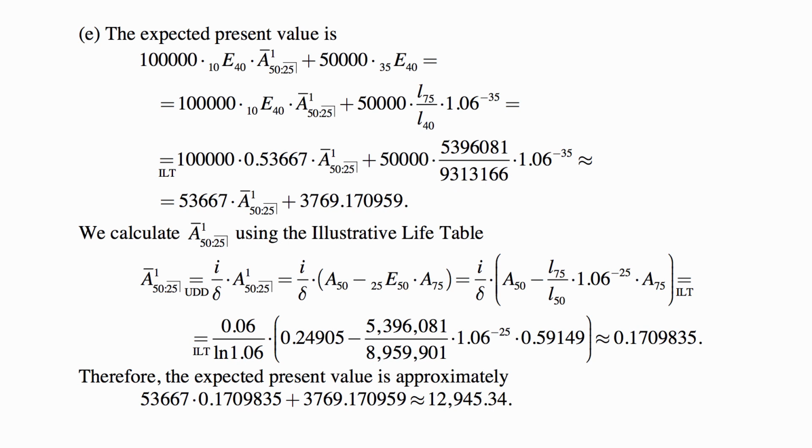times that term insurance single benefit premium that we need to figure out, plus the premium for the endowment benefit based on the 50,000 times 35E40. Now, how do we calculate A bar 50:25 superscript 1 over 50?